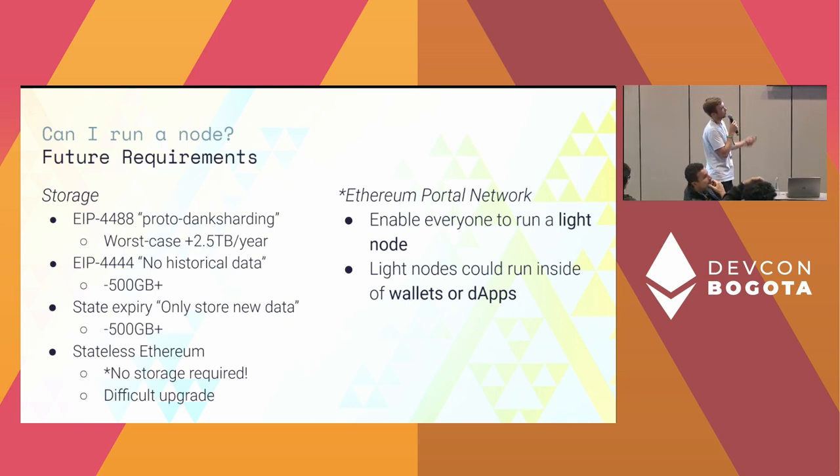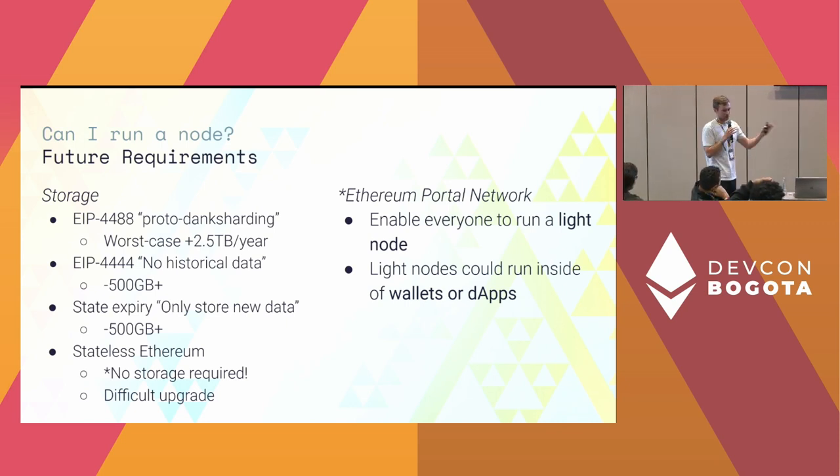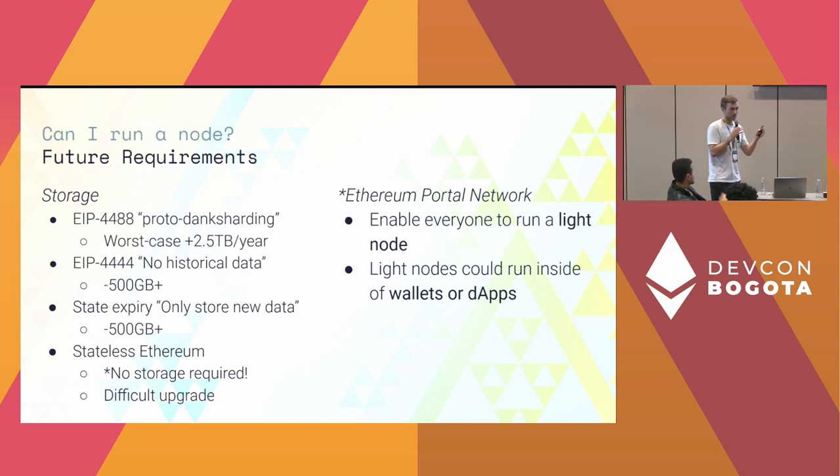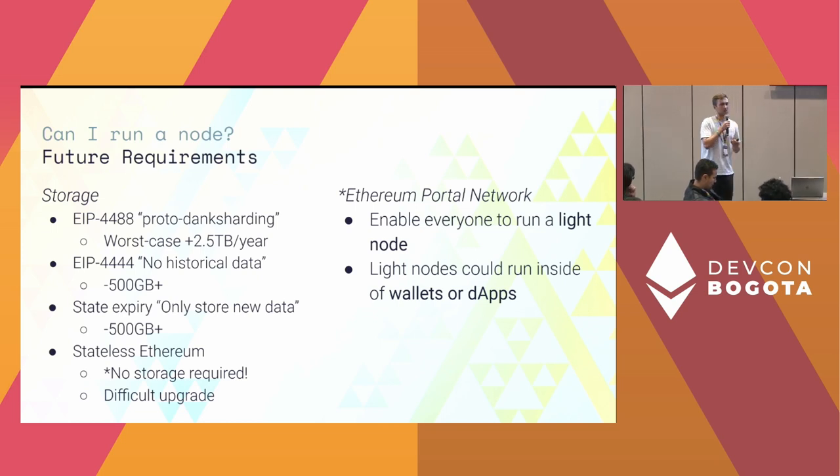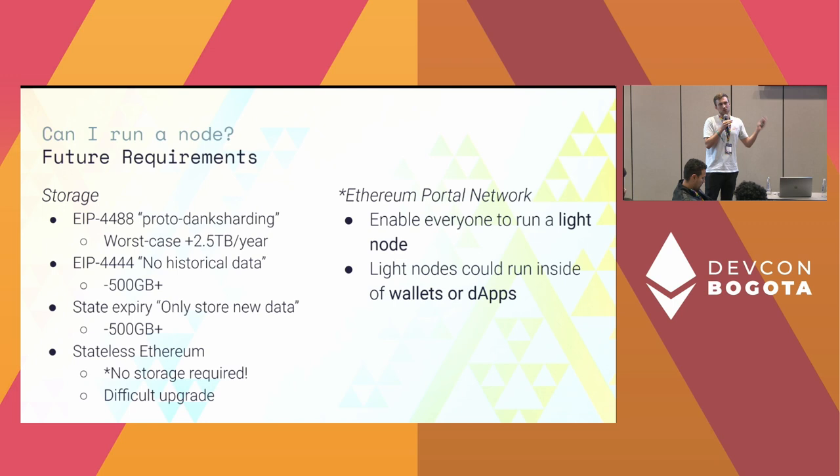The Ethereum Portal Network is a really cool, separate network built on top of Ethereum, or to the side of Ethereum. It leverages BitTorrent architecture and would enable everyone to run a light node embedded in their wallet. Most of our wallets right now talk to Infura or Alchemy to get and send a transaction. This would eliminate that point of centralization, and your light node would talk to other light nodes, which would talk to full nodes whenever you send a transaction.